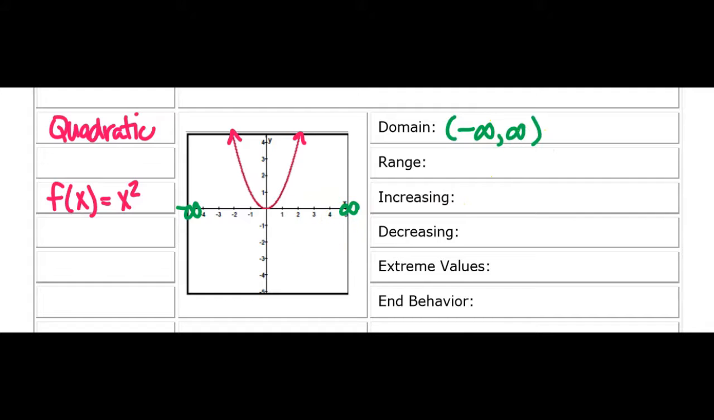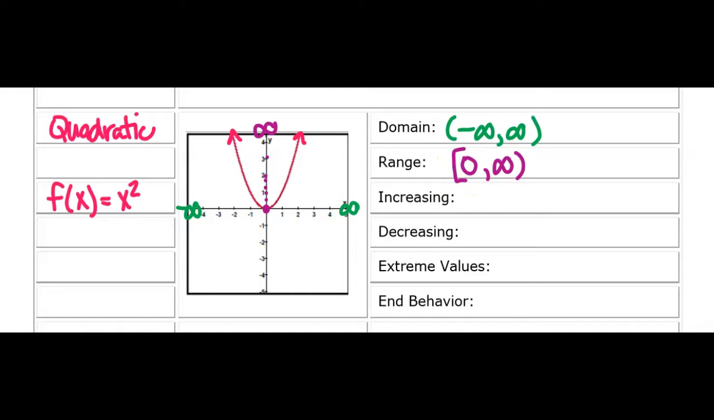So now let's take a look at range. This graph goes up to positive infinity. It's going up on both ends, and the lowest it goes is 0. So everything from 0 up to positive infinity. So we would write that as 0, comma, positive infinity. We are including 0, so I will use a bracket.